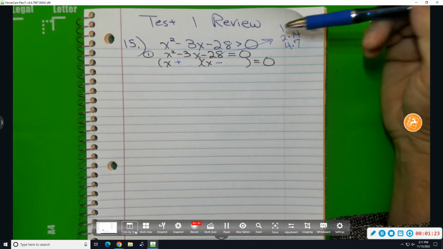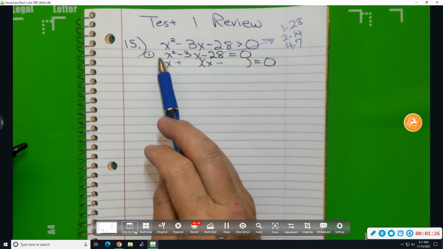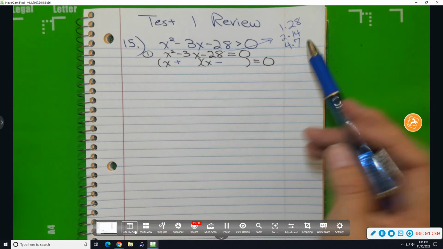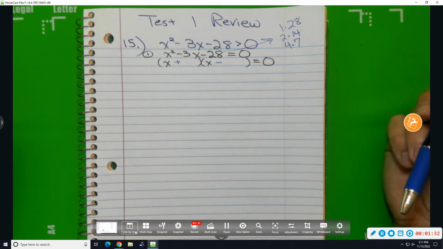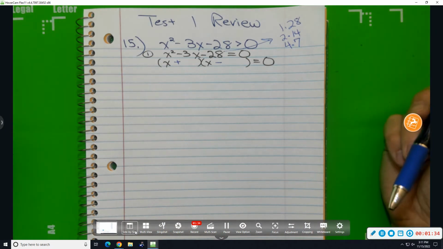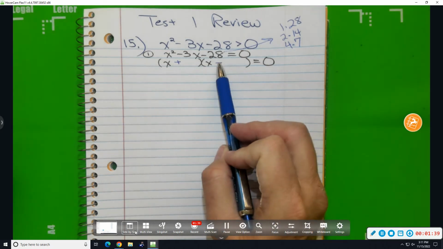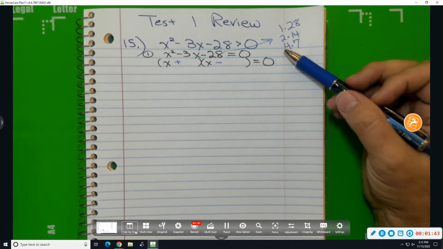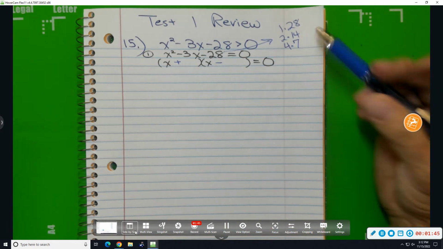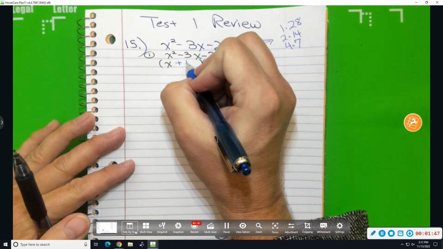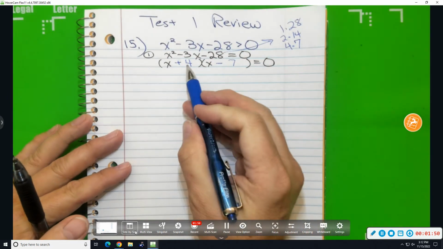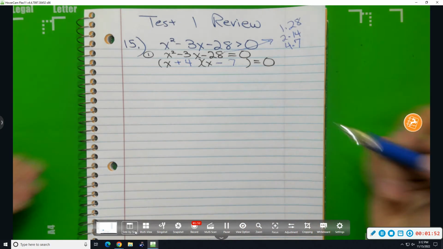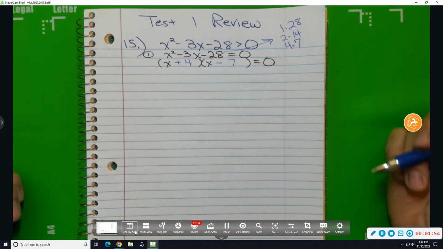Which pair are we going to use here? This is a simple trinomial. It's called a simple trinomial because picking out the correct pair is simple. You choose the pair, in this case, that subtracts to give you 3. Okay, so 4 and 7, a plus 4 and a minus 7. Positive 4 minus 7, sure enough, that gives us that minus 3.